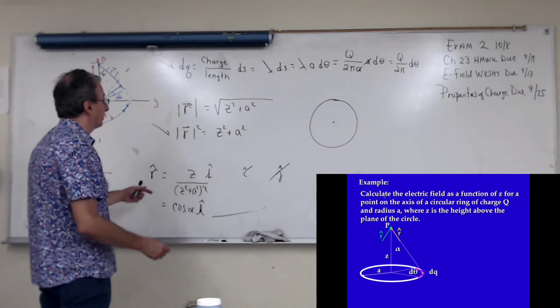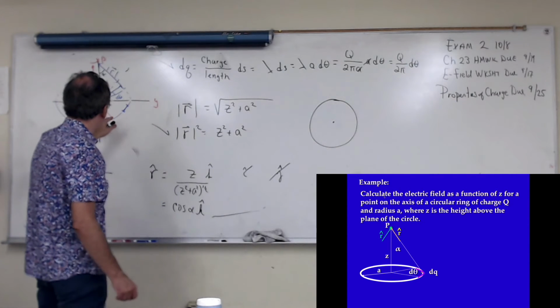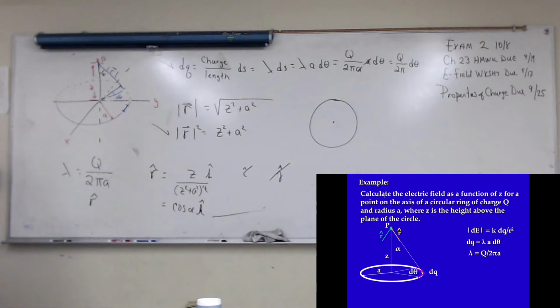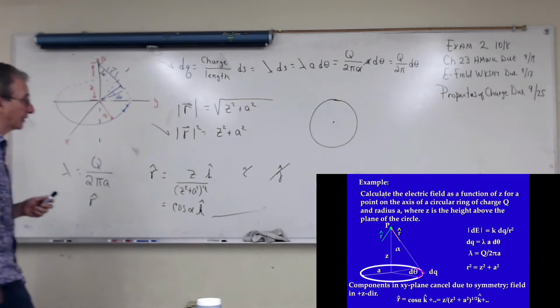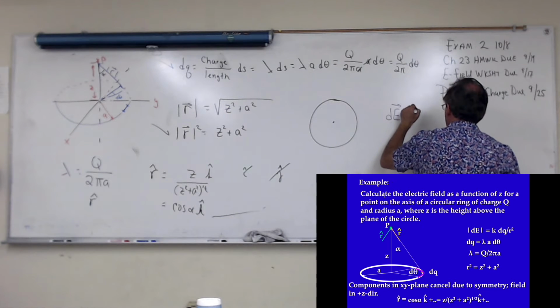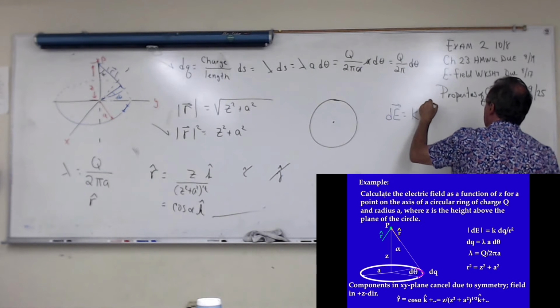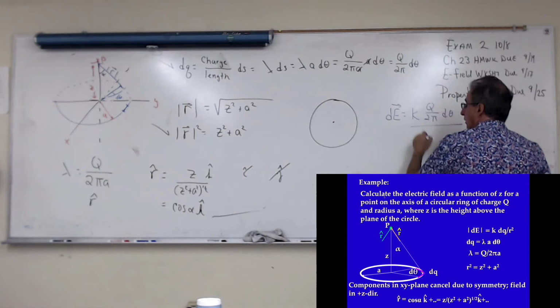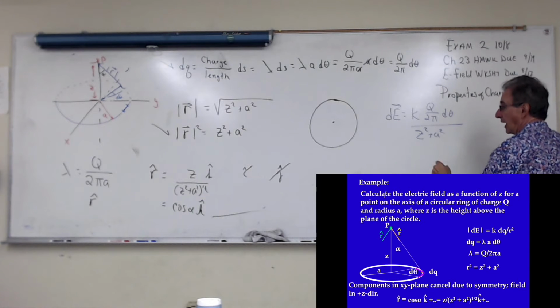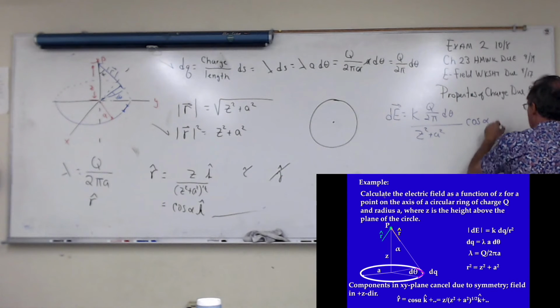So now I have everything I need to calculate the electric field due to this ring at this point up here. All I got to do is write my dE. I have my dQ. And now I got to put it all together. So let's put it all together. dE is k dQ, which is going to be q over 2 pi d theta over r squared, then our r hat, and it's in the k hat direction.